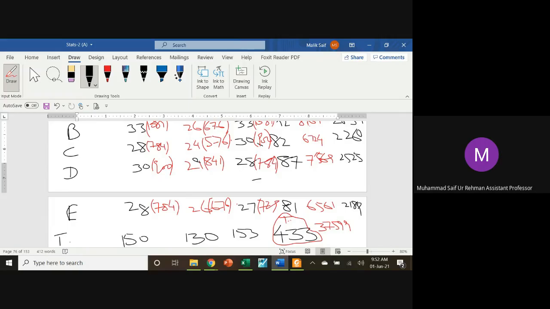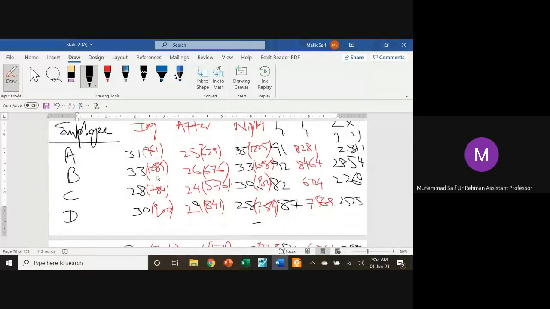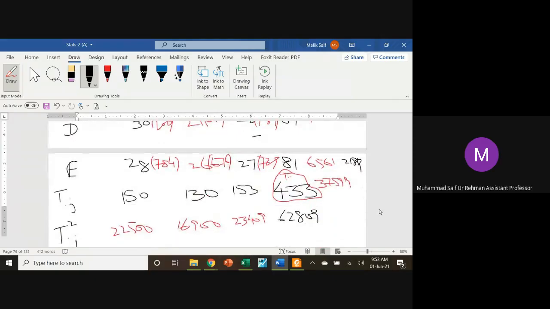So now add these values. 2189 plus 2525 plus 2260 plus 2854 plus 2811. See the answer. What is your answer? Let me ask you. Wait, sir, we are doing it. 2811. These values you have to add. 2811, 2854, 2260 plus 2525 plus 2189. What is your answer?